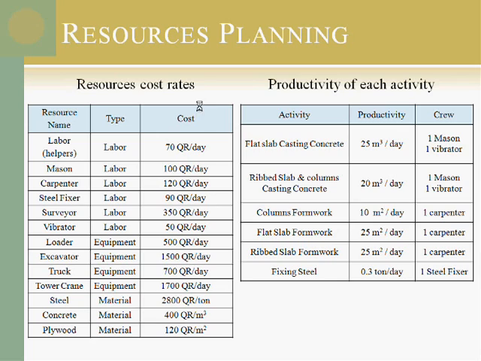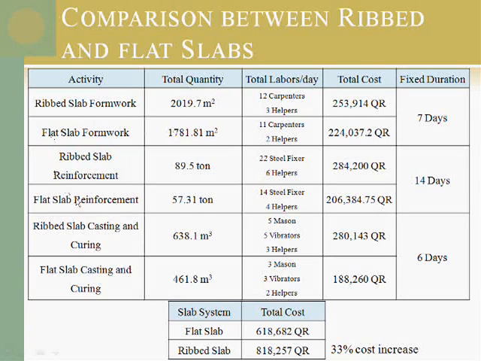For the resource planning, we have given the resource cost rate for each labor or equipment, such as the excavator, trucks, tower crane, steel, the major things in the bill, and we took the productivity of each activity. We compared the ribbed slab and the flat slab by fixing the duration and playing with the labor that can be used, or the cost. We can compare the activities of the ribbed slab and the flat slab if we either fix the duration or fix the labor numbers and the productivity.